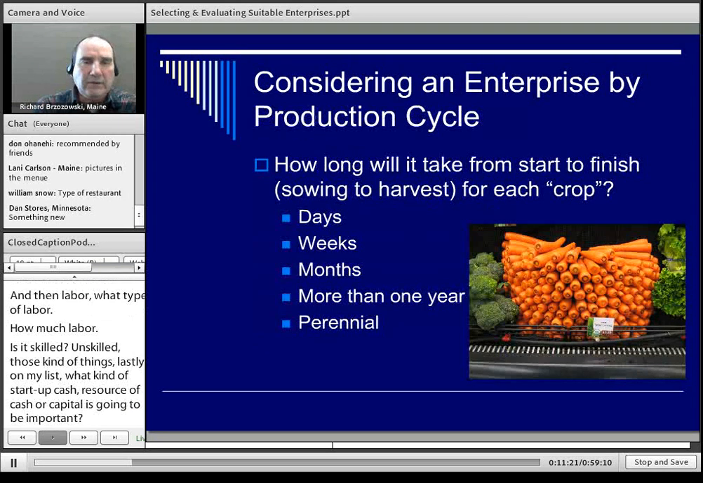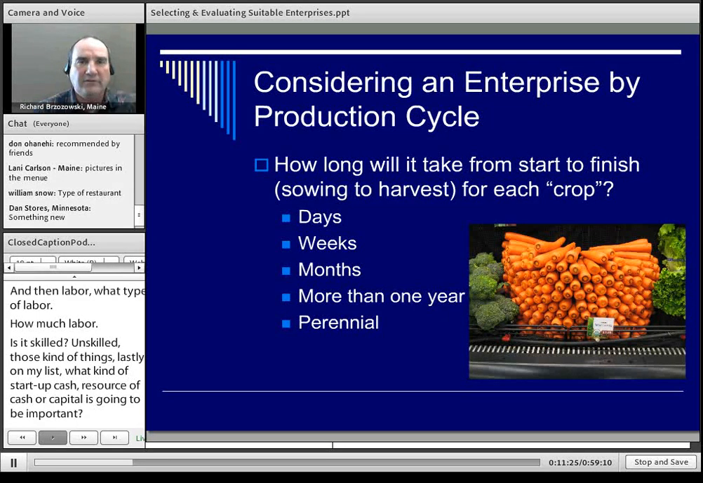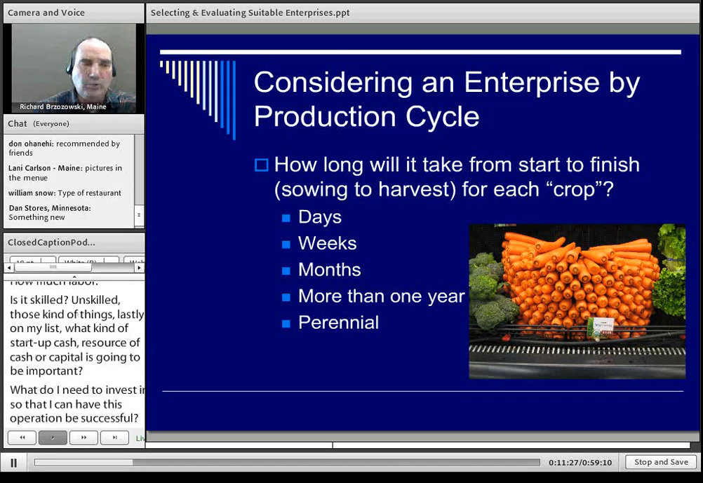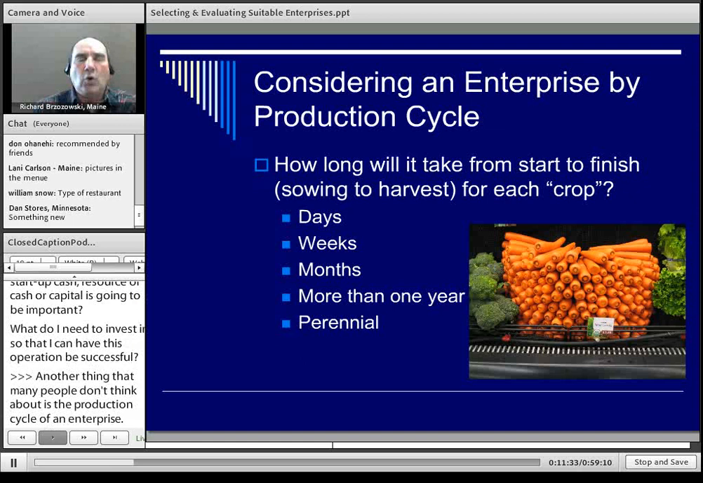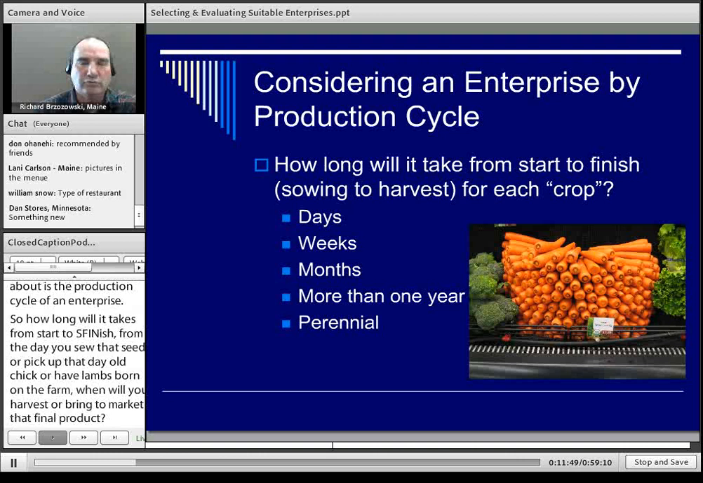Another thing that many people don't think about is the production cycle of an enterprise. So how long will it take from start to finish, from the day you sow that seed or pick up that day-old chick or have lambs born on the farm? When will you harvest or bring to market that final product? And so it might take days, like radishes take about 28 to 30 days from seed to harvest. That's a pretty quick turnaround when it comes to agricultural production.